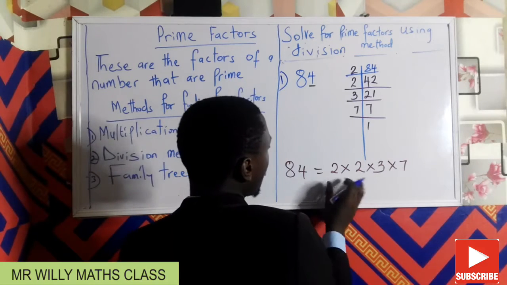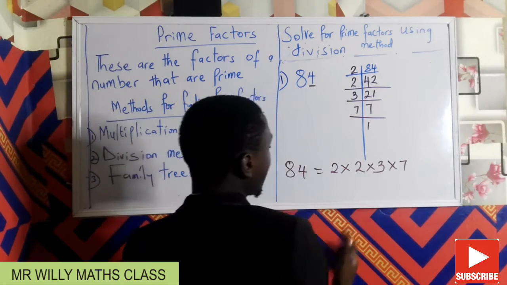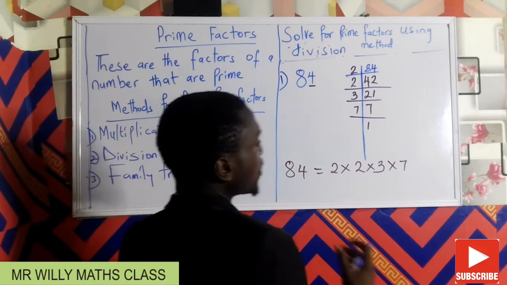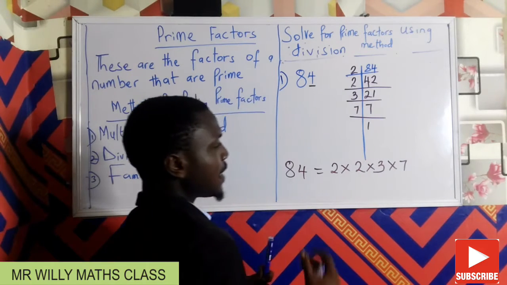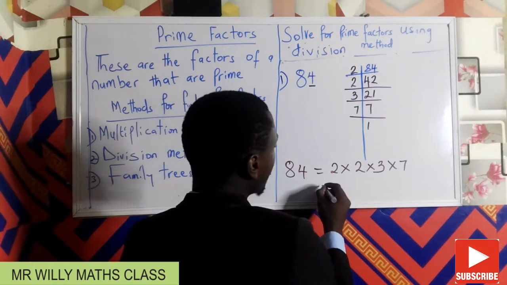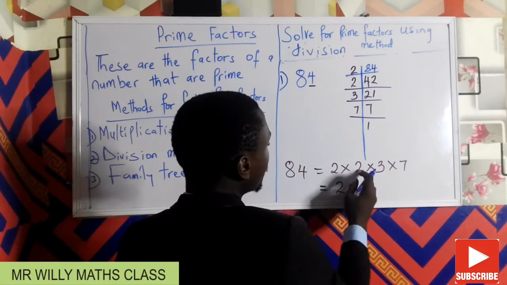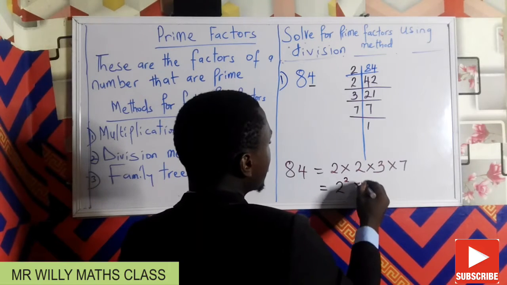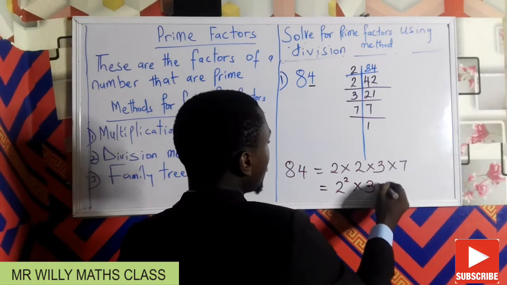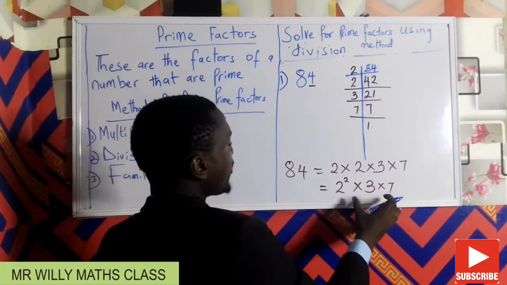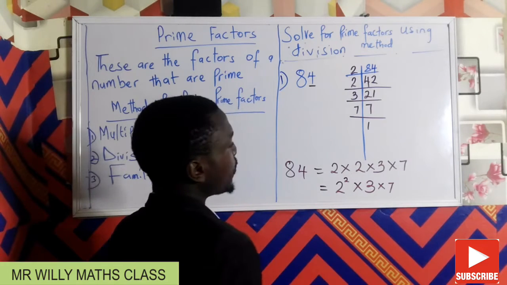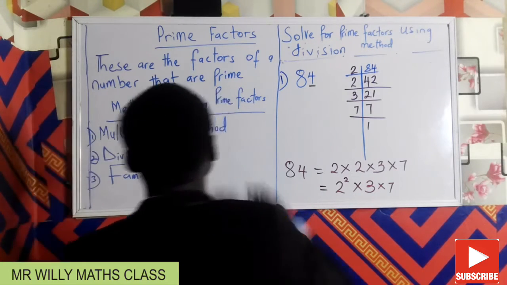You can express the product of these numbers in index form. Index form is just a short method of writing numbers that multiply themselves, like the way 2 multiplies itself. Now instead of writing 2 times 2, you can write 2 raised to the power 2 times 3 times 7. So this is the product of prime factors of 84. Let's have another example.